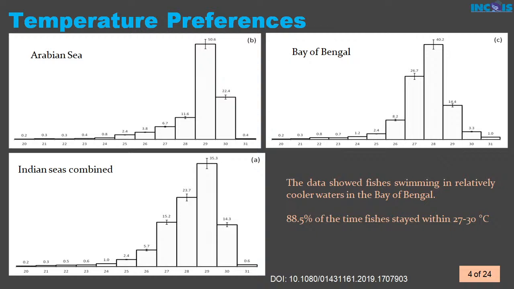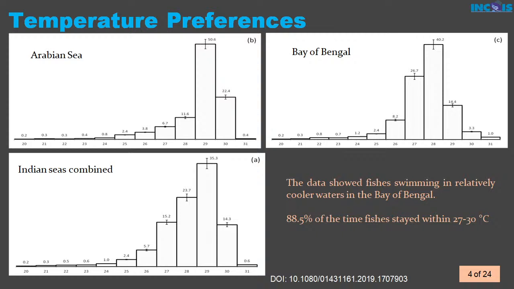exactly the same. So you can see there are slight differences, even though both the basins of the northern Indian Ocean are at the same latitude. They both are in the tropics. They both are landlocked from the north. The temperature preference in the Arabian Sea and Bay of Bengal are not exactly the same when it comes to the swimming habits of tuna. And I would like to clarify here, we have not been tagging all tuna species or different tuna species. We had only tagged yellowfin tuna. So when I say tuna during this talk, it means yellowfin tuna of the northern Indian Ocean.